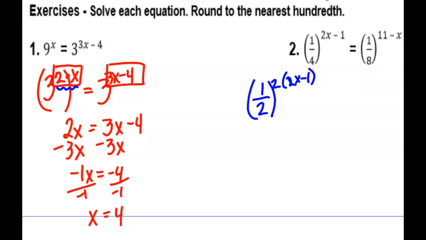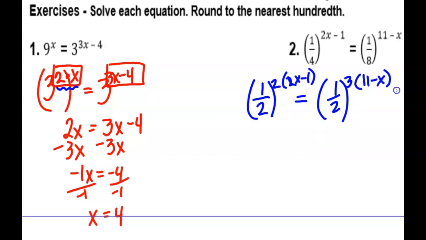Okay, this one, what is 1/8 as a power of 1/2? 1/2 times 1/2 would be 1/4. Another 1/2 would make it 1/8, right? 2 to the third is 8. That's where we're really going here. And we could rewrite these as powers of 2, but then we'd have to switch them to negatives to make them come from the denominator to the top. I'm sorry, this would be a 3, not a negative. And then we had an 11 minus x up there. Okay, now we have the same base.